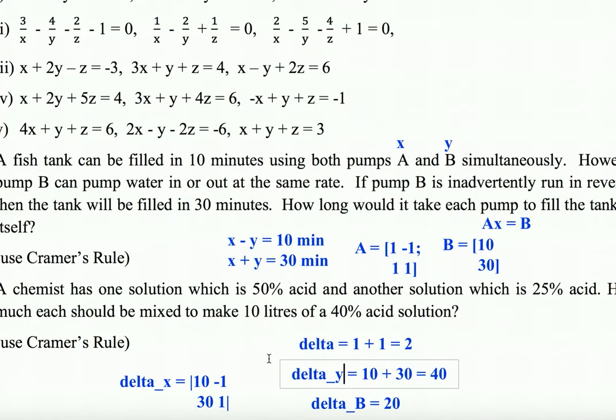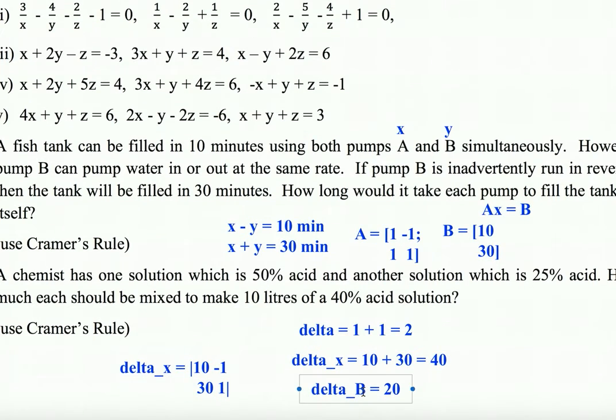Okay, sorry, delta x. What is delta x? This you have to replace with 10, 30. Okay, replace it and see. 30 minus 1, 10 minus 1, 1, so this is going to be 10 plus 30. 10 plus 30 is 40. Okay, that is delta x.